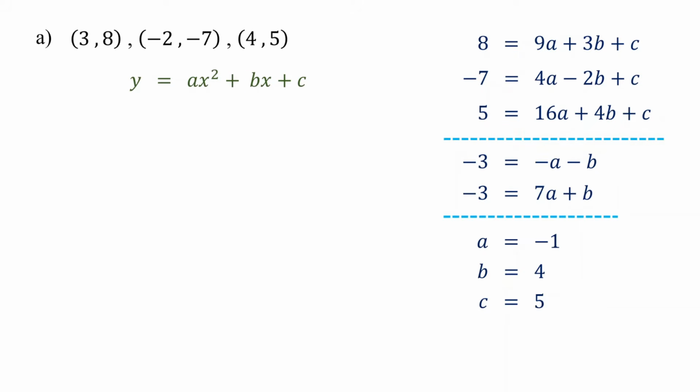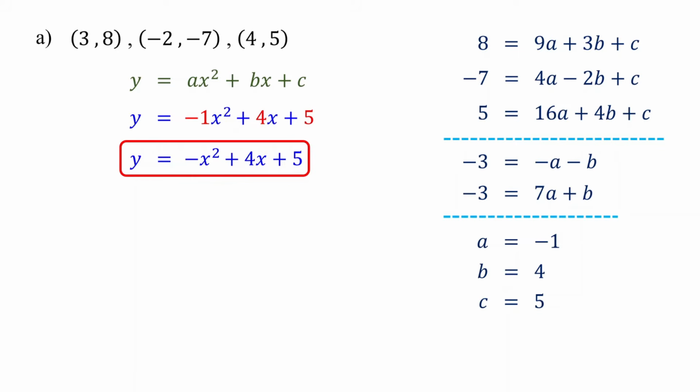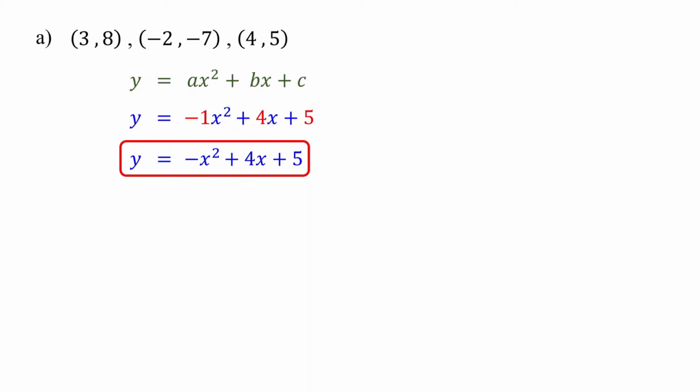Our final step is to write the equation in standard form by substituting the values of a, b, and c. Here, we do not need the 1, just the negative sign is enough. This is the equation of the quadratic function in standard form. Now, what if you are asked to write it in vertex form?